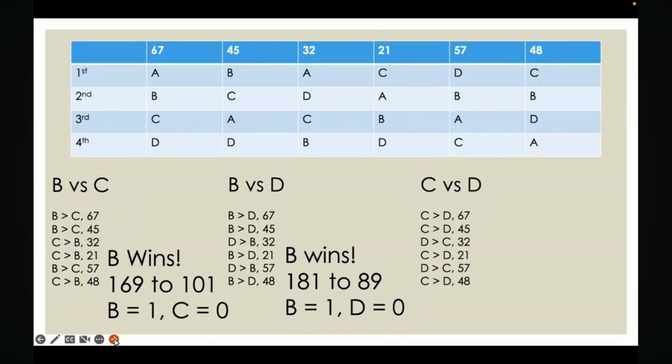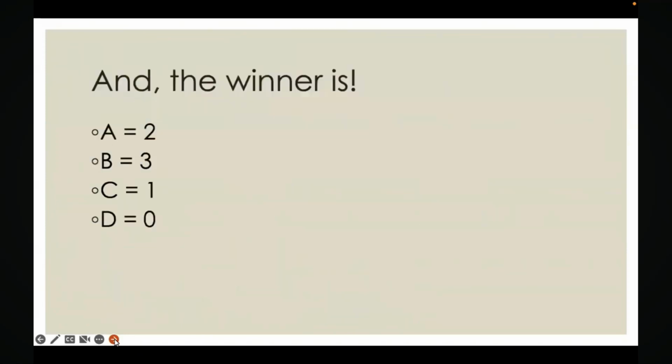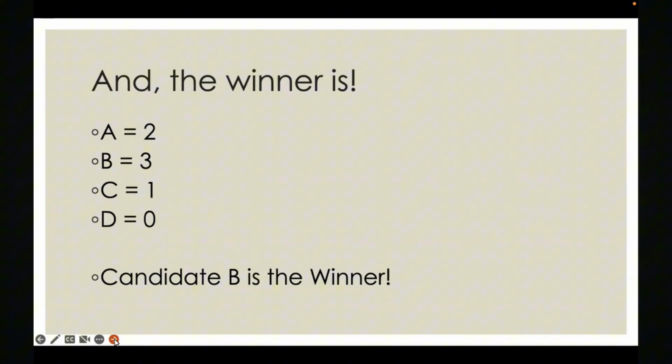C versus D. C wins. Again, D gets 0 and C gets 1 point. We can see the winner is candidate B. So here's the tally of points each candidate gets. Once you have done all 6 head-to-head comparisons, you award the points one by one. A gets 2, B got 3, C gets 1, and D never wins a head-to-head. Now you might notice this is a little bit tricky, but if you focus, you'll get the answer.